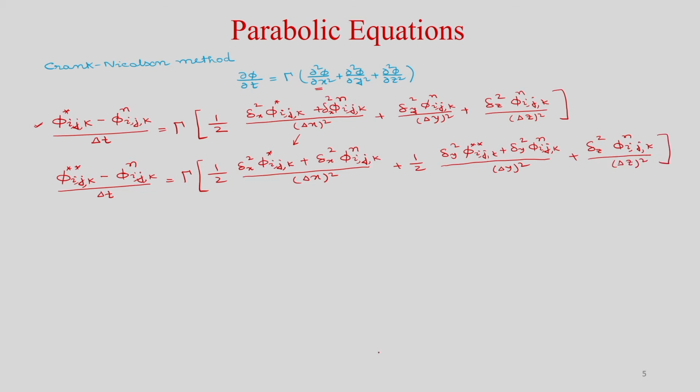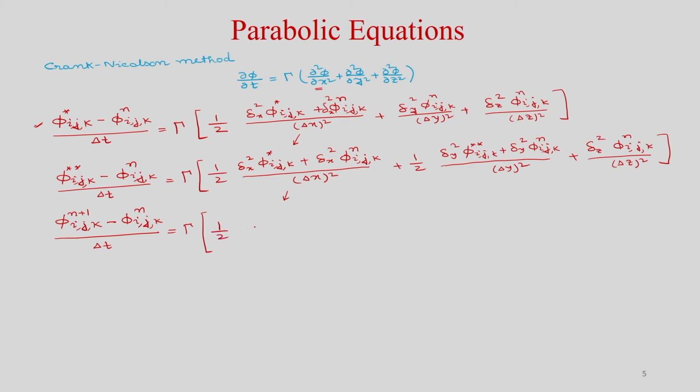Okay. So, now next step, now you find the value of phi n plus 1 I j k minus phi I j k n divided by del t is equal to gamma. So, now this first term will be as it is.